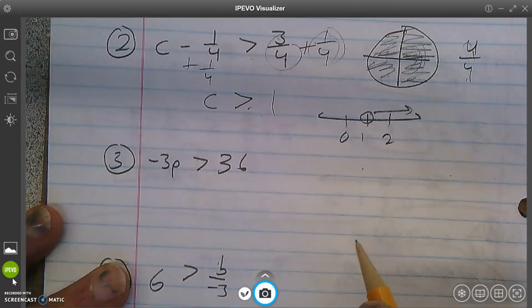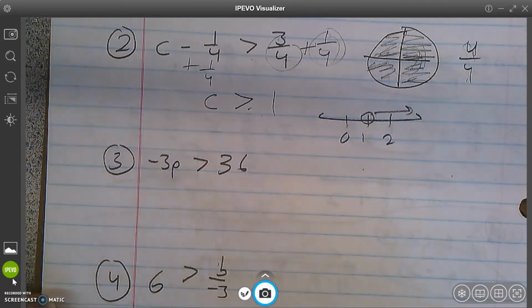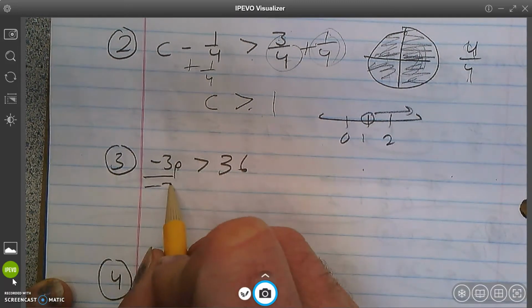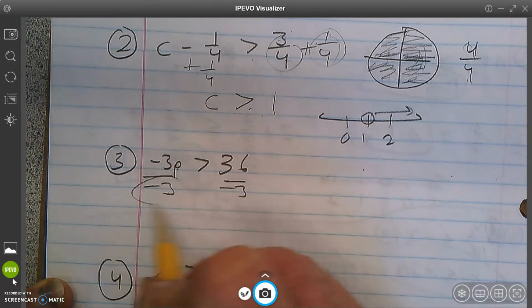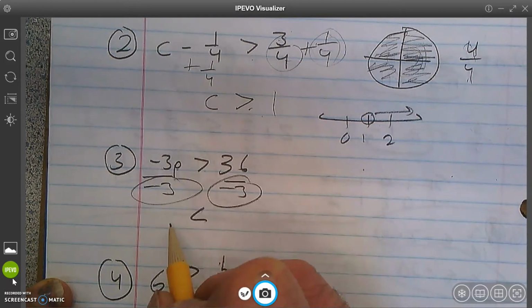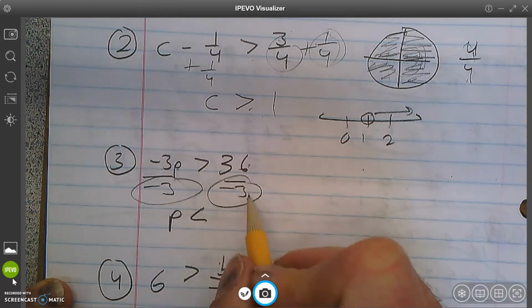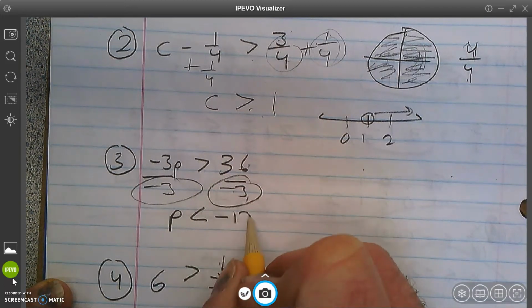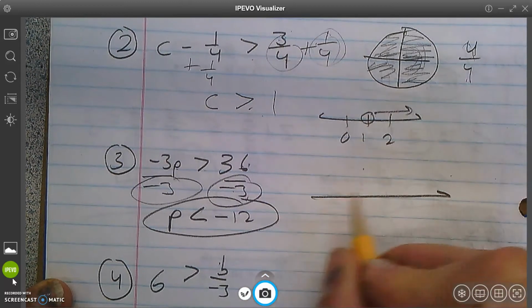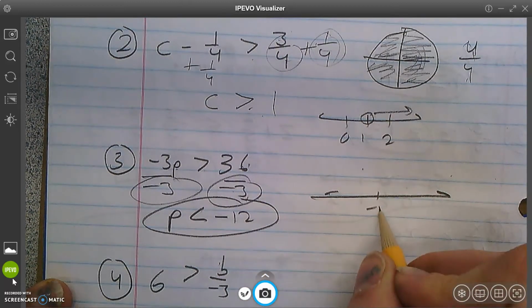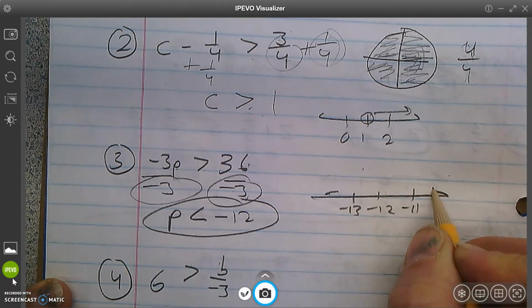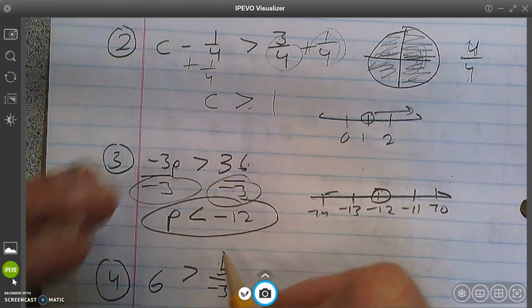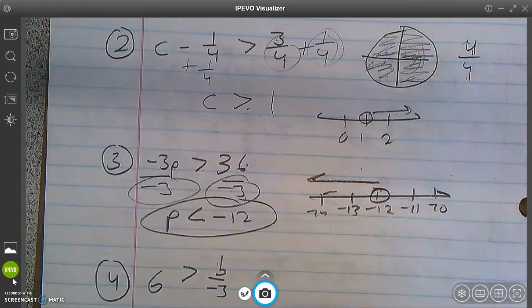Number 3. Oh my goodness. Try number 3. Ready, set, go. All right. Opposite of multiplication is division. Dividing by a negative. Uh-oh. Flip the inequality. 36 divided by 3 is 12. Positive divided by negative, negative 12. Is less than negative 12. There we go.